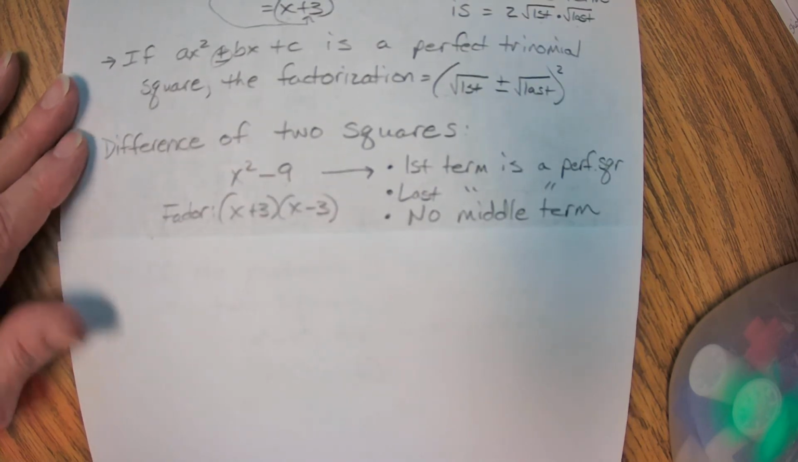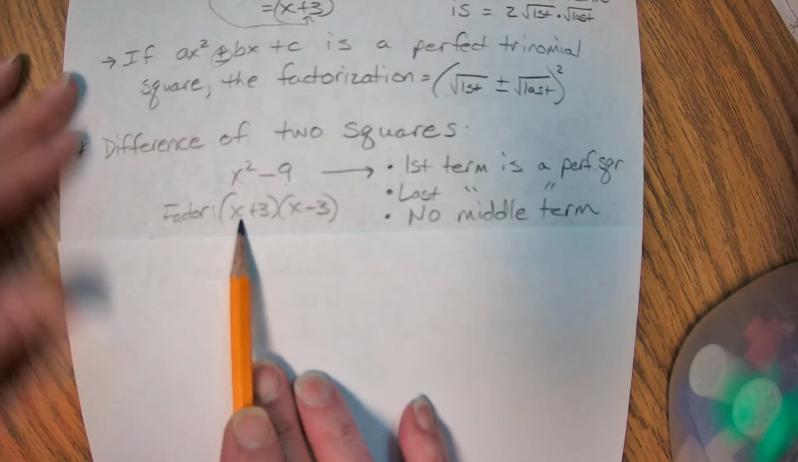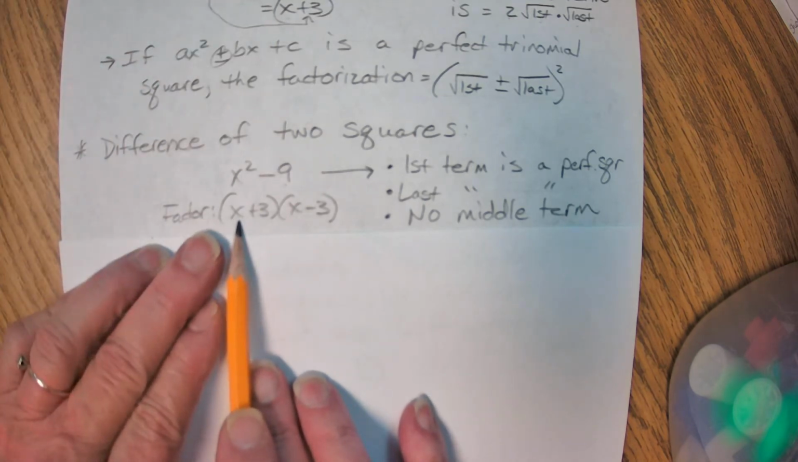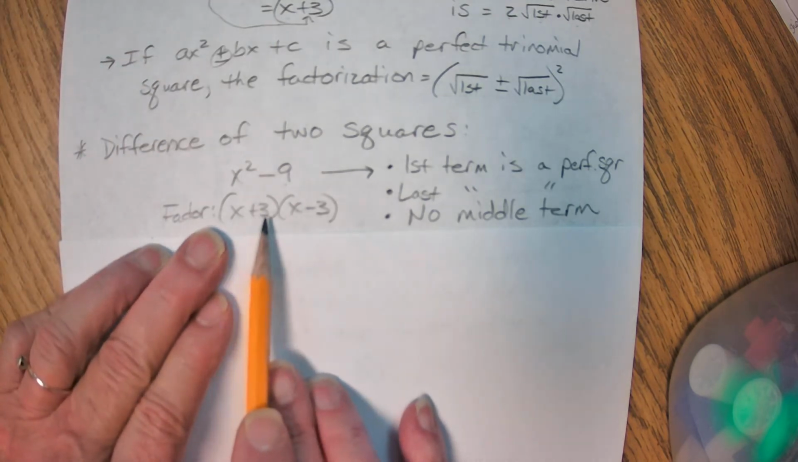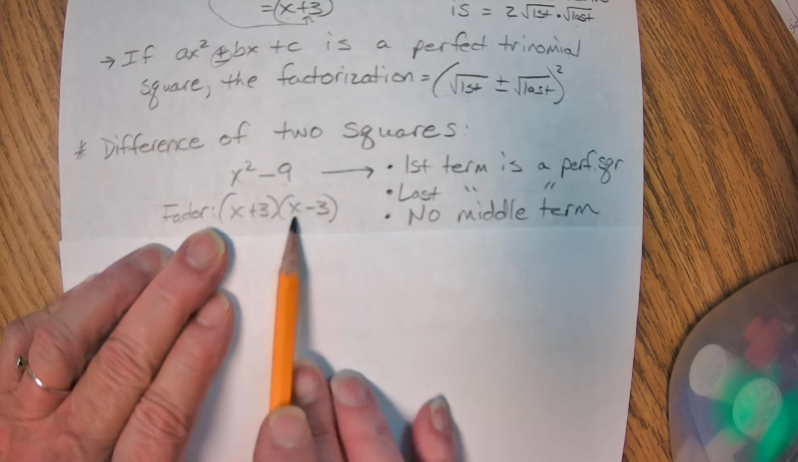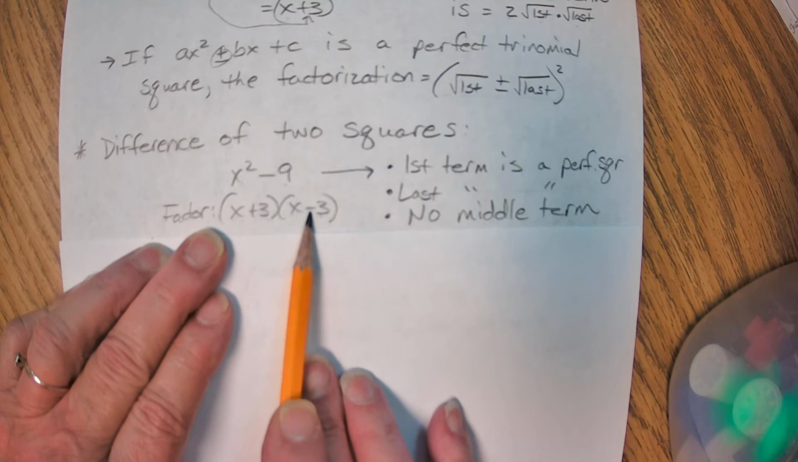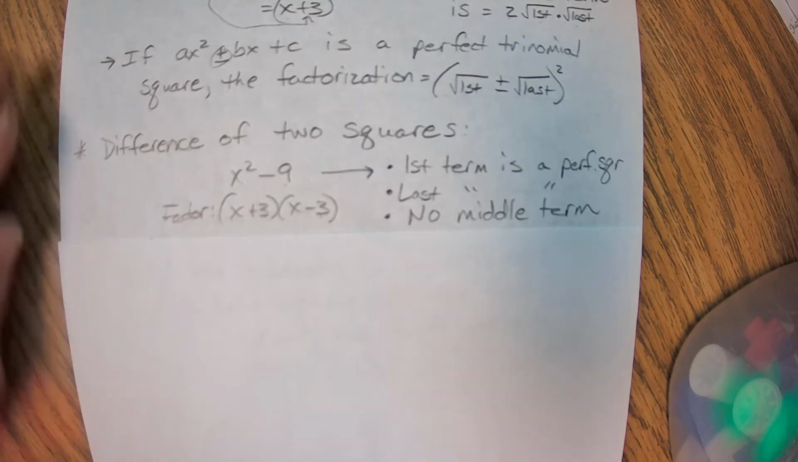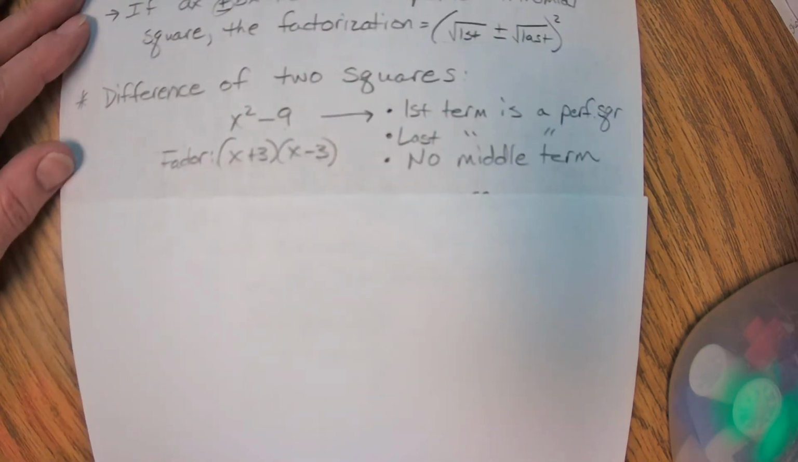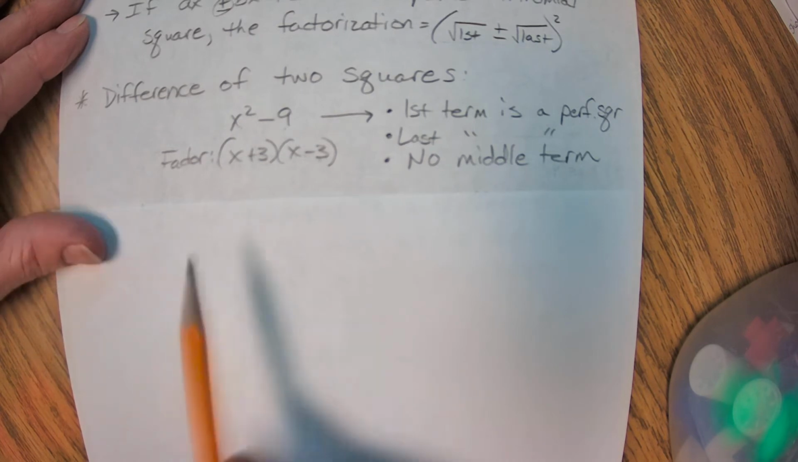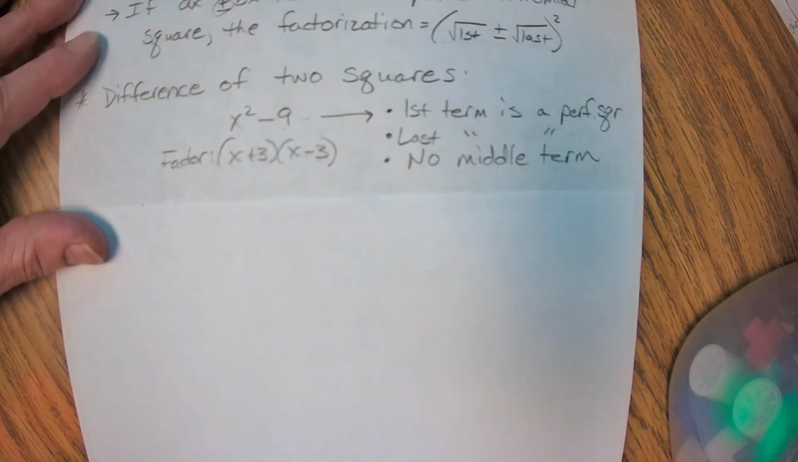And the way you factor it, just like before, only this time it's the square root of the first term plus the square root of the last term. Factors are the same in the second binomial, but notice that the sign is different. And when you do that, remember that middle term is going to drop out. That's why there's only two terms.